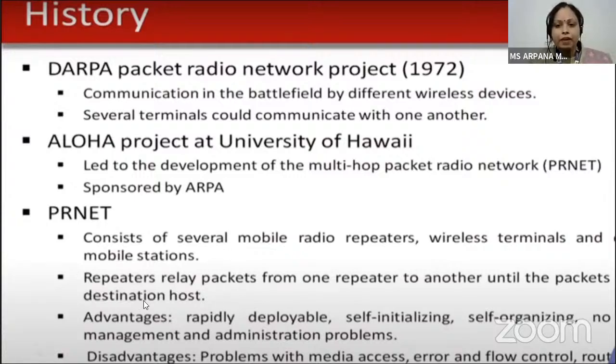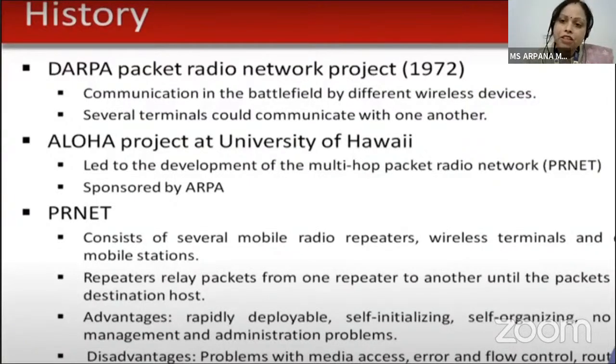PRNet, the packet radio network, consists of several mobile radio repeaters, wireless terminals, and mobile stations. Repeaters relay packets from one repeater to another until the packet reaches the destination host. This is the multi-hop advantage of the PRNet project: it is rapidly deployable, self-initializing, self-organizing, and has no management and administration requirement. A disadvantage was the problems with media access.